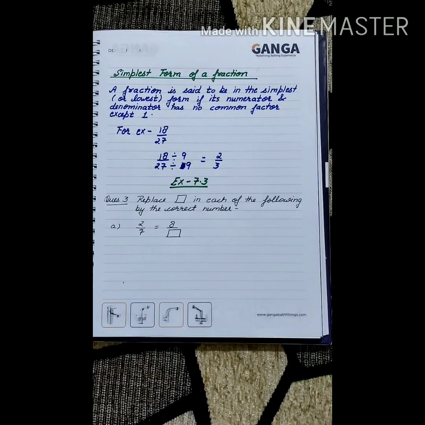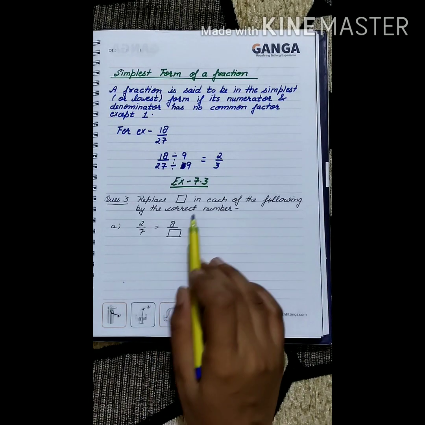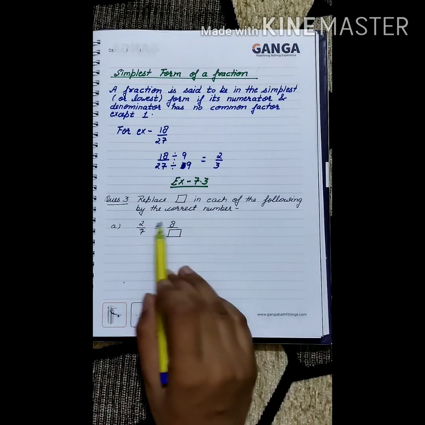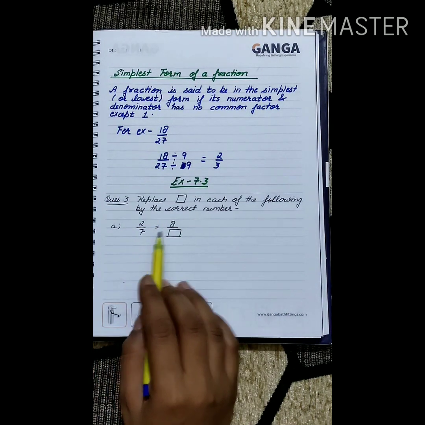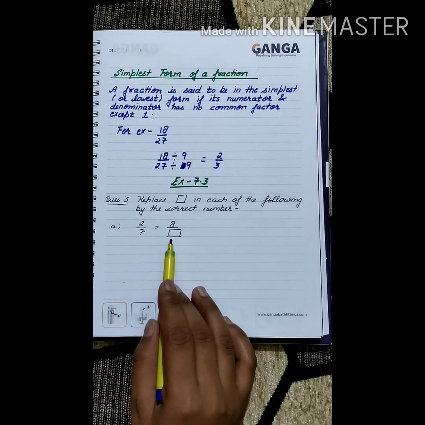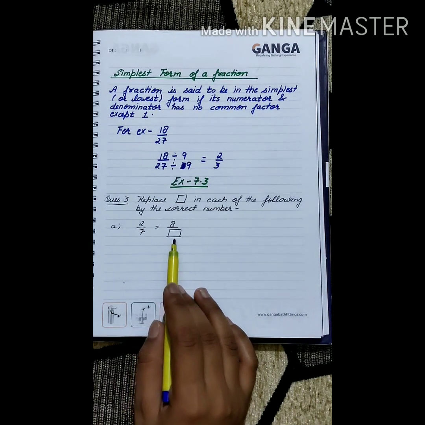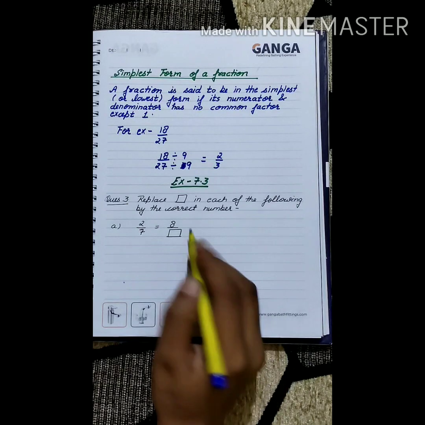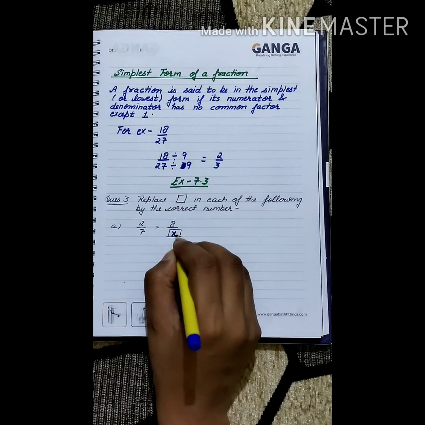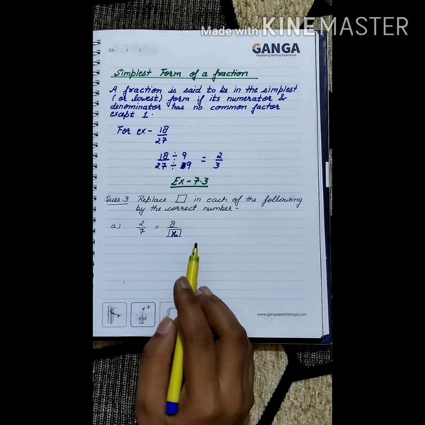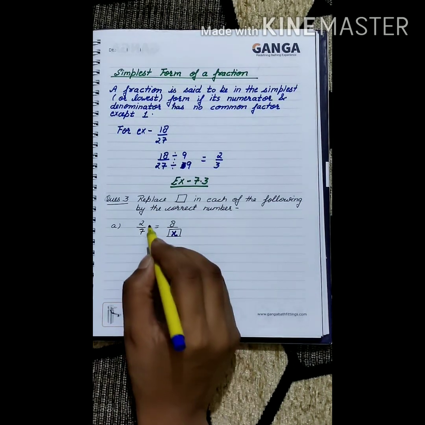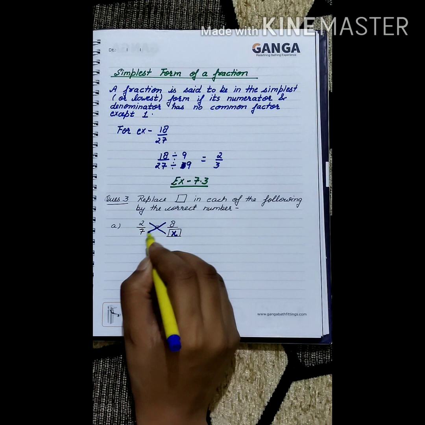Let's understand question number 3. Replace the block in each of the following by the correct number. First part, 2 upon 7 is equal to 8 upon dash. Here we have to fill this block with a suitable number. For this, first we will let it be x. Now we have an equal sign, which means they are equivalent fractions, and for solving it we will do cross multiplication.